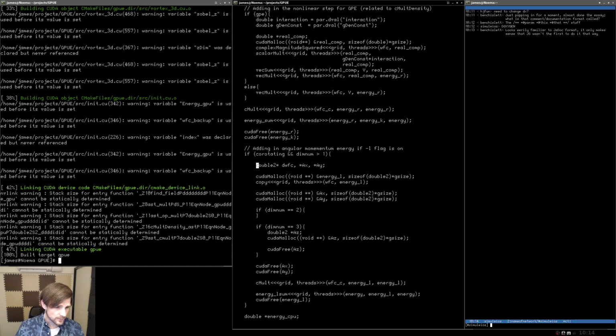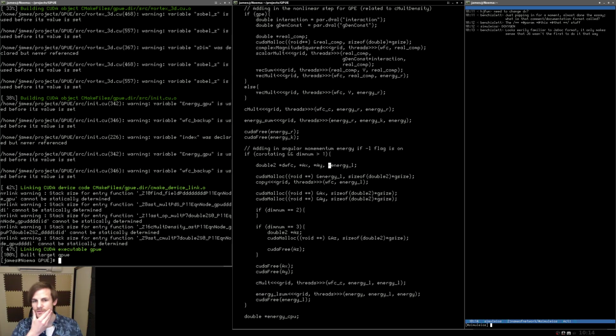Okay, so we did double 2 star. Let me actually put the star over here. Okay, we're going to CUDA malloc this energy L. What on earth am I doing? Energy L, which is the angular momentum energy. Get this guy to go here.